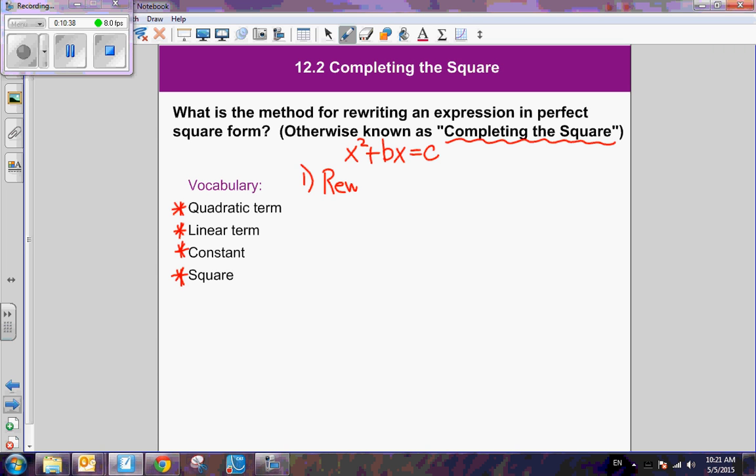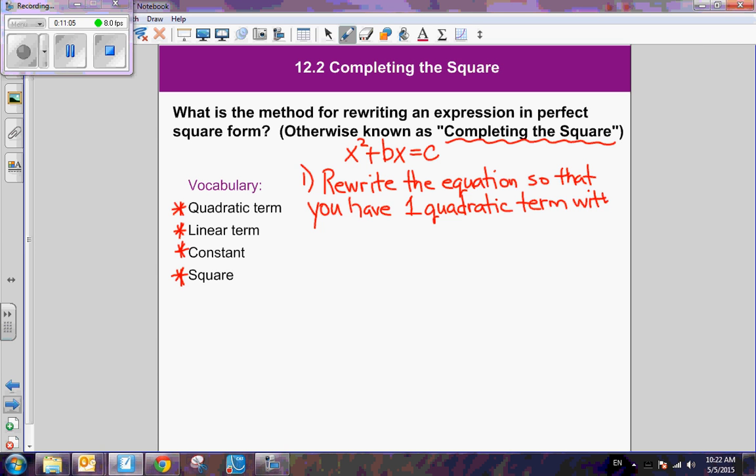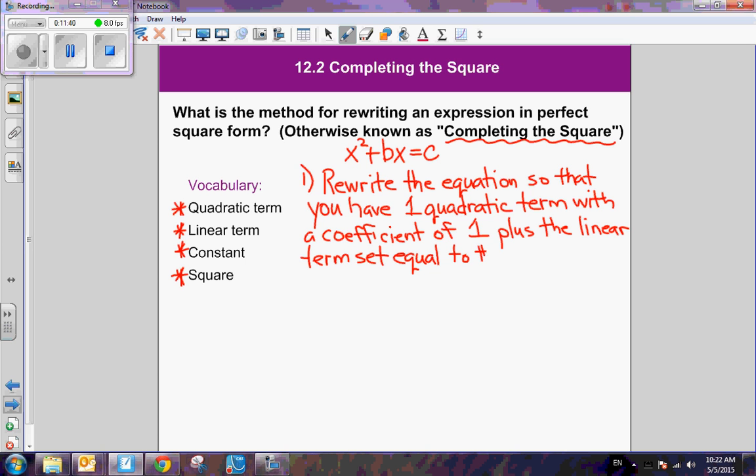So we must rewrite the equation so that you have 1 quadratic term with a coefficient of 1, because remember we always want it either just to be a 1x squared or a 1b squared or a 1z squared so we can build that square. The coefficient, oops, I misspelled that because I was talking while writing, that's what happens. Coefficient of 1 plus the linear term set equal to the constant. Okay. Beautiful.